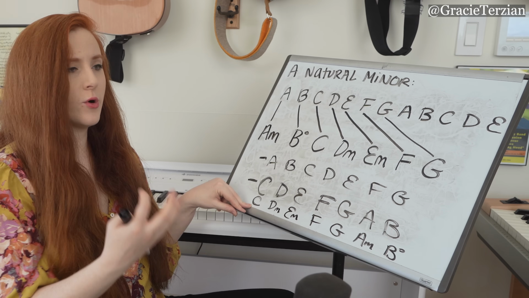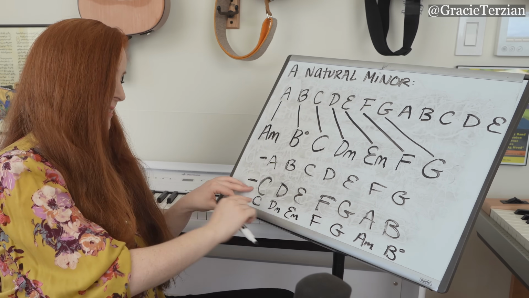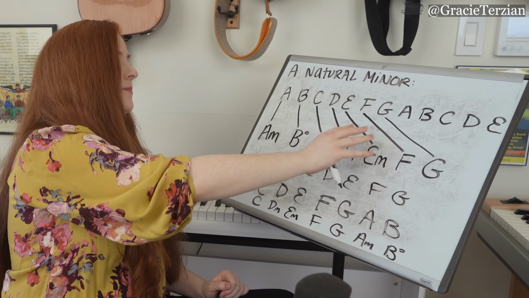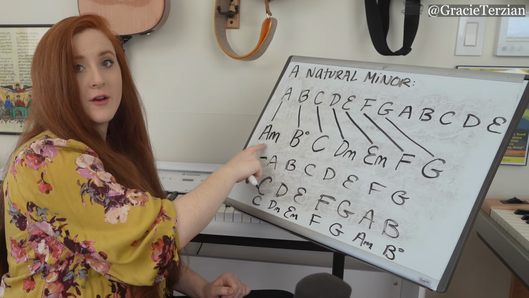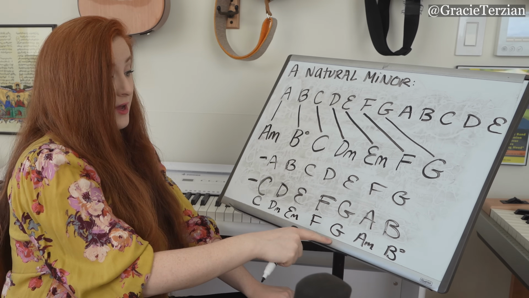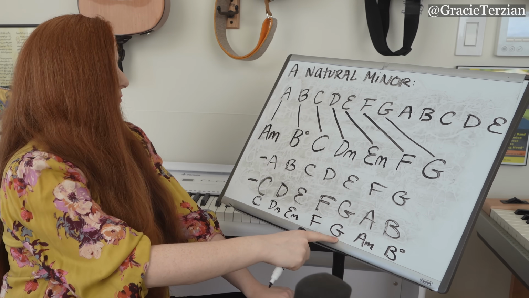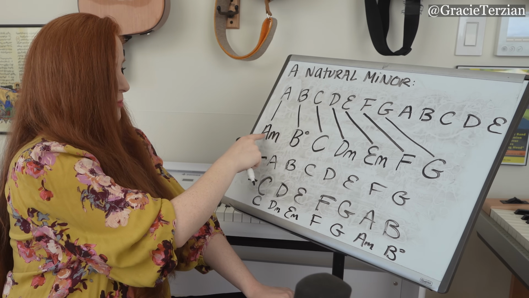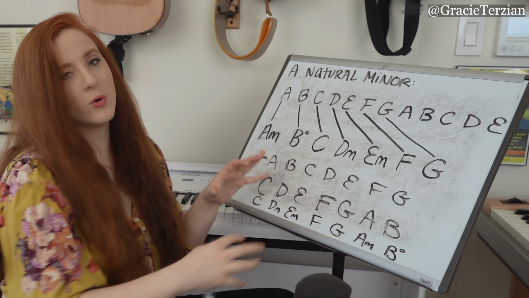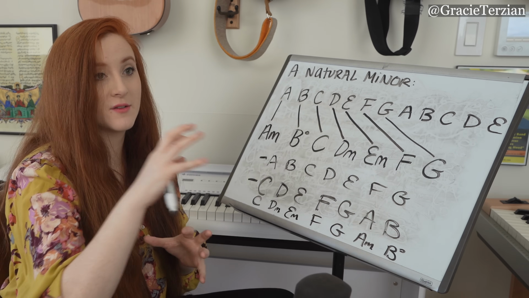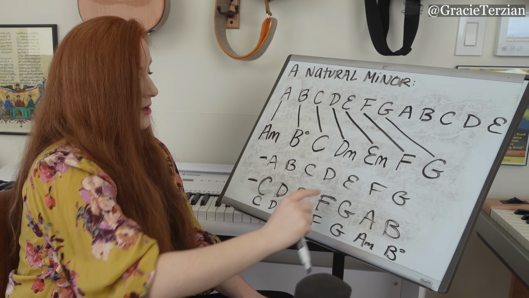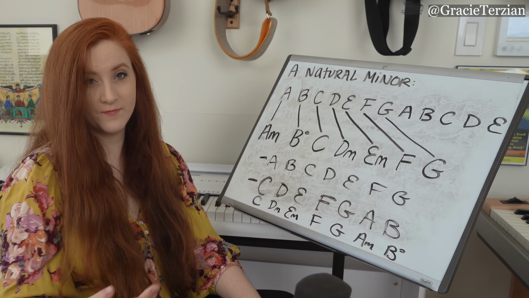For example, the 1 chord, or that tonic chord in C major, is C major, whereas the 1 chord in A natural minor is A minor. The 5 chord in C major is 1, 2, 3, 4, 5. It's G major, right? But the 5 chord in A natural minor is 1, 2, 3, 4, 5, E minor, okay? So they are the same chords, but they have different functions because they're in different places, right? E minor is the 5th degree in A natural minor, but it's the 3rd degree in C major, okay?